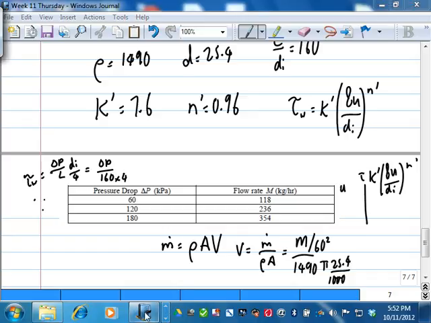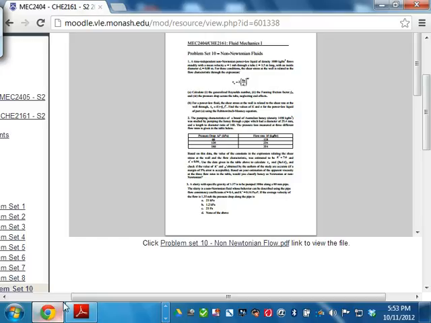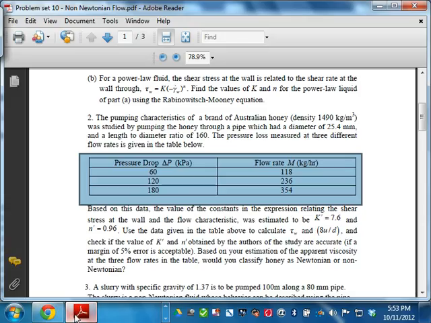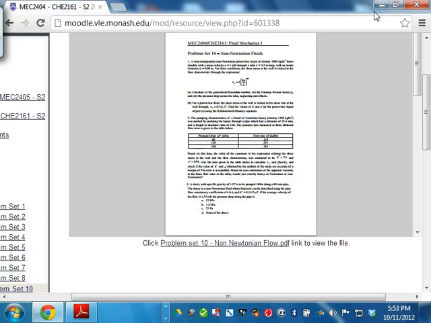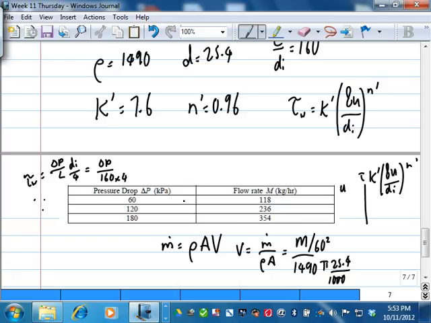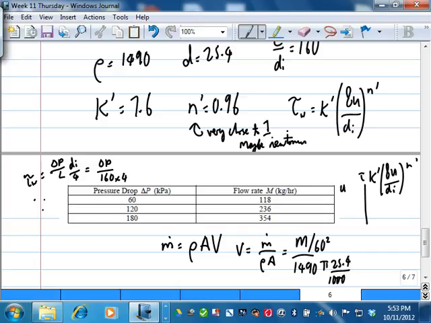Is that all they asked for? I think so. Newtonian or non-Newtonian? Let's see. n prime is 0.96, very close to 1. So maybe Newtonian. It's very close, 0.96 and 1. Your experimental error of 5% is already gone.